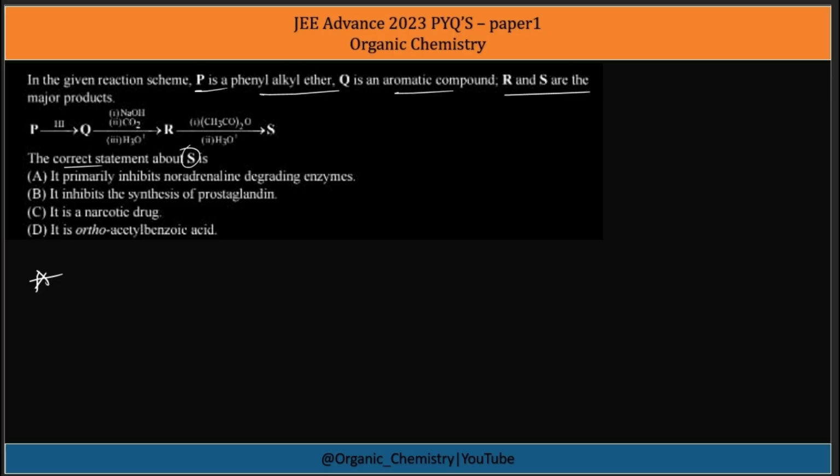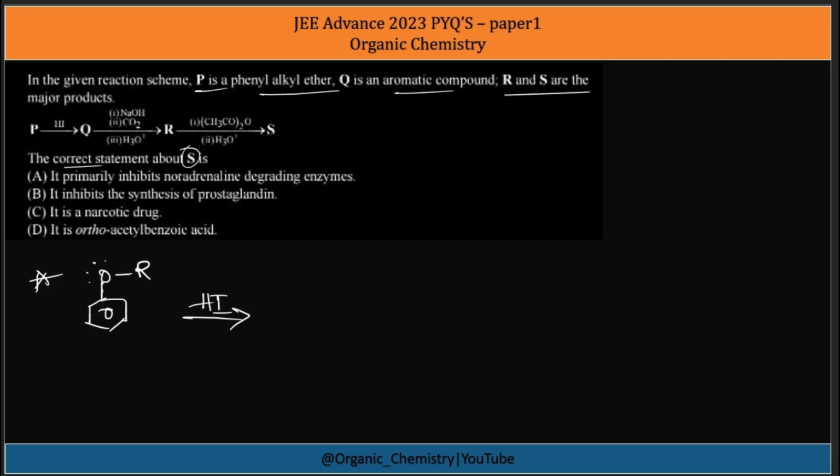All right, let's solve this. Phenyl alkyl ether means what? This is the phenyl group, and this R means I'm taking R to be any alkyl group. They didn't mention anything specifically. They have mentioned alkyl only, so we can just take it like this. And this in the presence of HI means this is the cleavage of ethers. This is the famous reaction, right? So what will happen in the first step?